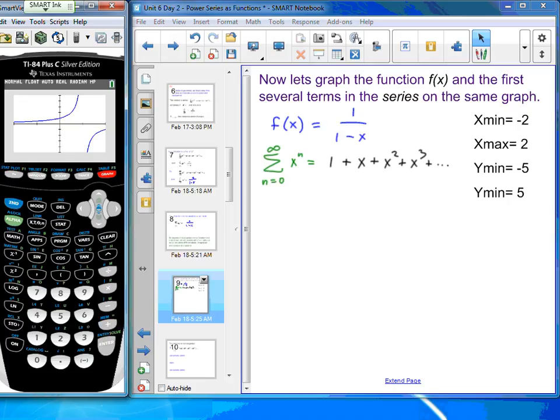Okay, so now we're going to enter a second function, call it y sub 2. In our second function definition, we're going to enter the first several terms of the power series that this function is supposed to represent. What are the first several terms? Well, the first several terms are, Tyler told us, 1 plus x plus x squared plus x cubed.